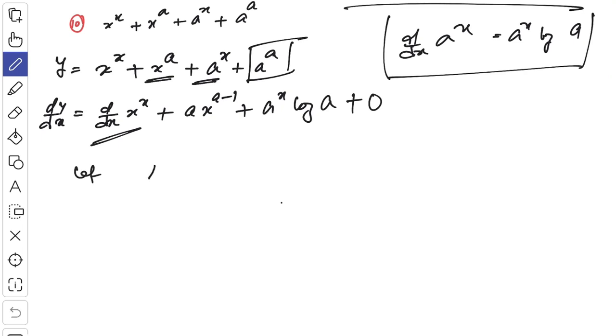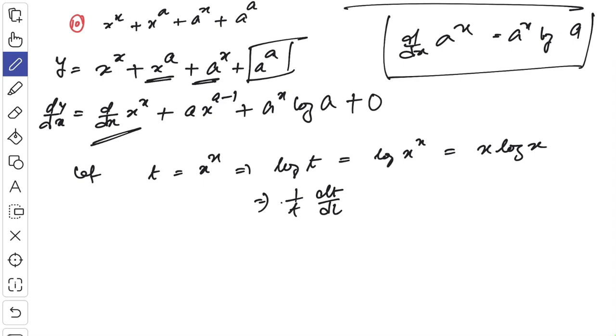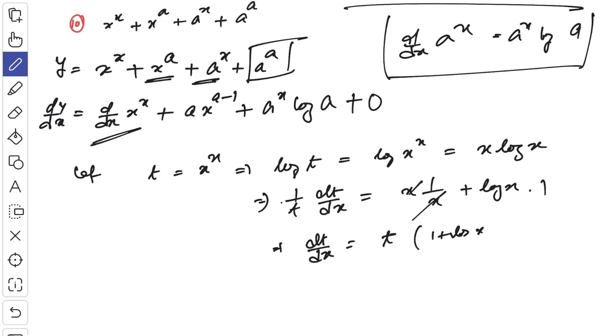So how to find this? Let us suppose t is equal to x to the power x. You can consider this one as f of x to the power g of x. So in that case, we need to take log on both sides. Taking log on both sides, you will get log of t is equal to log of x to the power x, that can be written as x log x. Now if you differentiate it, you will get 1 by t dt by dx equal to x times the derivative of log x, which is 1 by x, plus log of x times the derivative of x, which is 1, isn't it? So here x into 1 by x is 1. So you will get dt by dx will be t into 1 plus log of x, and t is nothing but x to the power x, so x to the power x into 1 plus log of x.